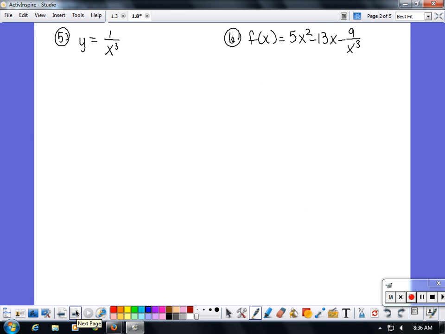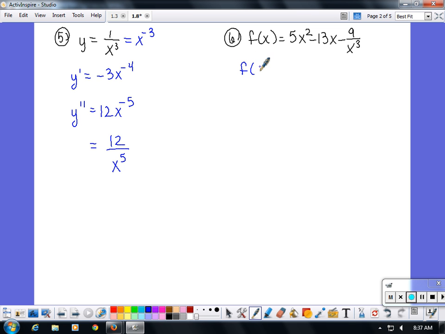5. Let's rewrite this to x to the negative third. So first derivative is negative 3x to the negative 4. They want the second, so I'm not going to change the first. This turns into 12x to the negative 5. And since we're asked for the second, let's simplify the second.